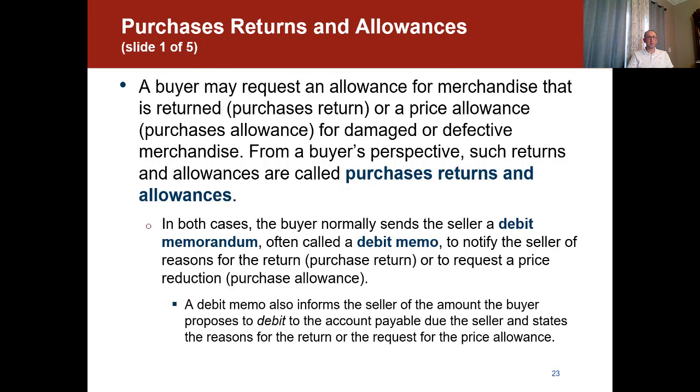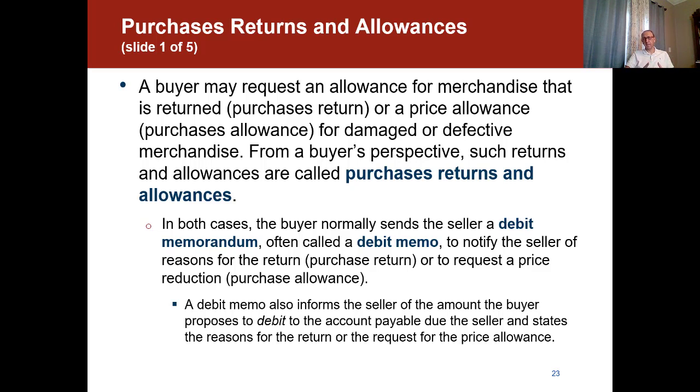Now let's talk about purchase returns and allowances. In many cases, we buy an item and then we decide to return it because it's different from the specifications. There's something missing, there's something broken, damaged, defective. So in this case, we might return it to the seller.